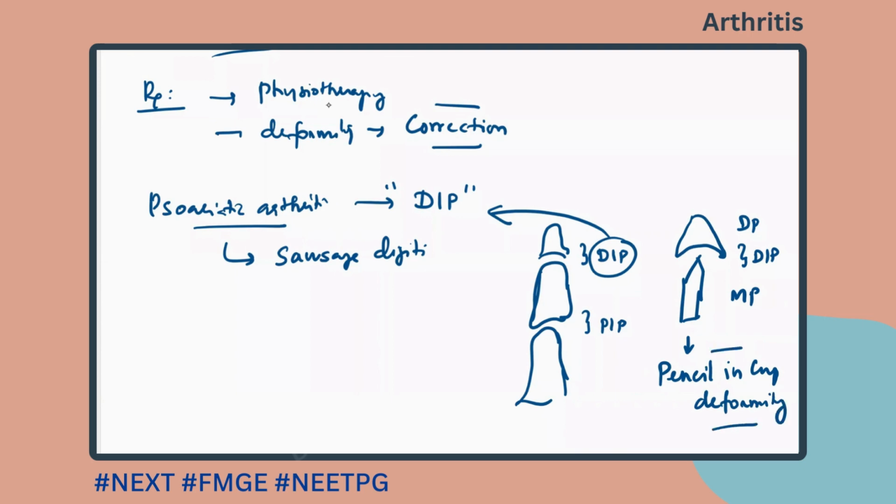I hope you know a condition called psoriasis, which affects the skin. That condition can affect the joints also, so that is called psoriatic arthritis. The common features seen in psoriatic arthritis are sausage digits and pencil in cup deformity. The destruction can be very severe. It can result in arthritis mutilans.